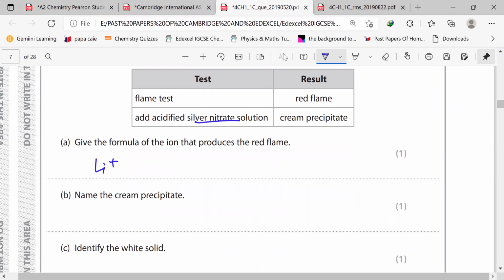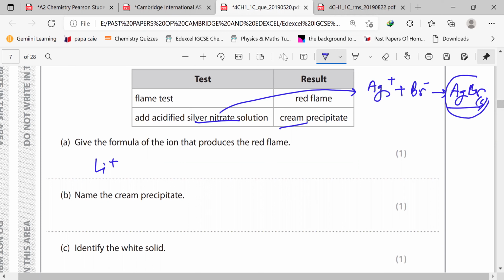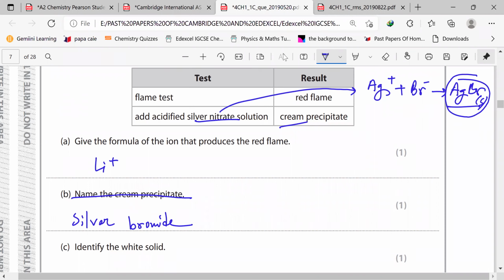What happens basically is that the silver ion from silver nitrate reacts with bromide ion to form the precipitate AgBr. This is the ionic equation. Do you understand? Name the cream precipitate. What is the name of the precipitate? That would be silver bromide. You have to understand the question: they didn't say name the ions which will give the cream precipitate, they said name the precipitate. The question is not easy. So, silver bromide.